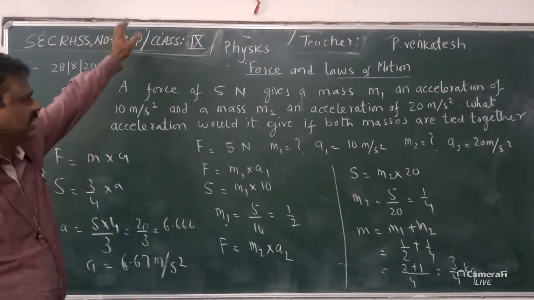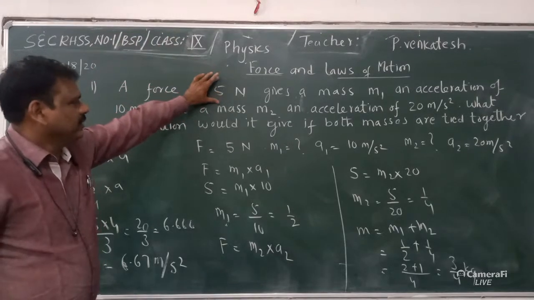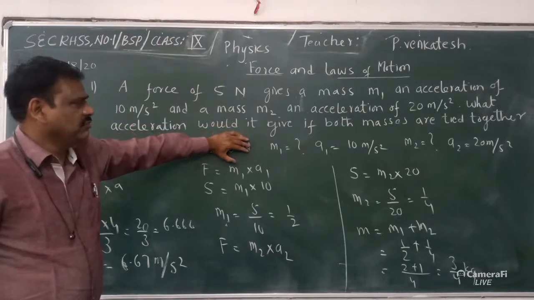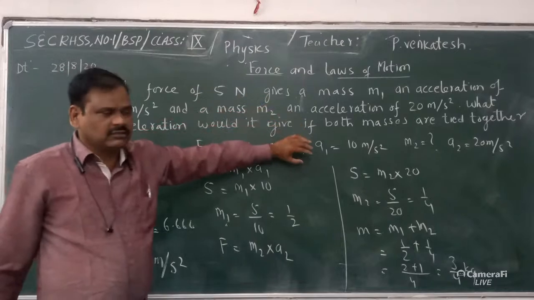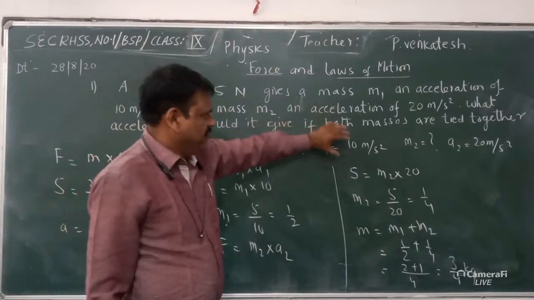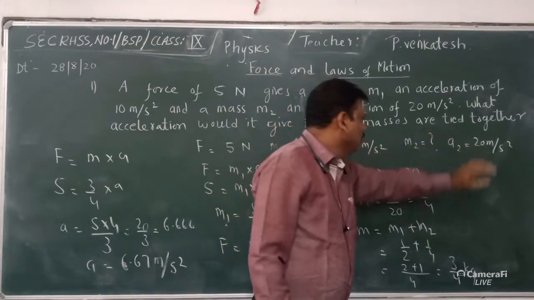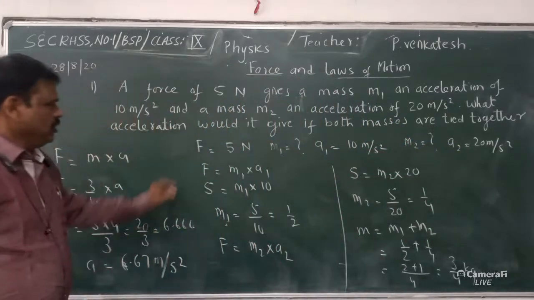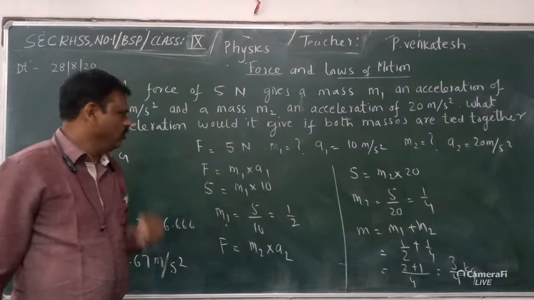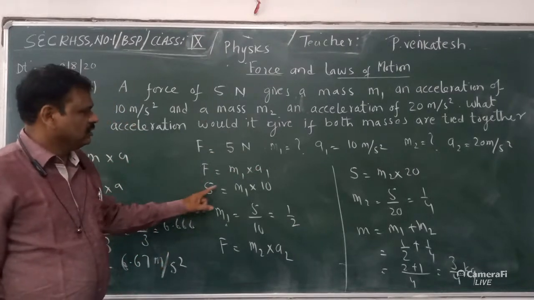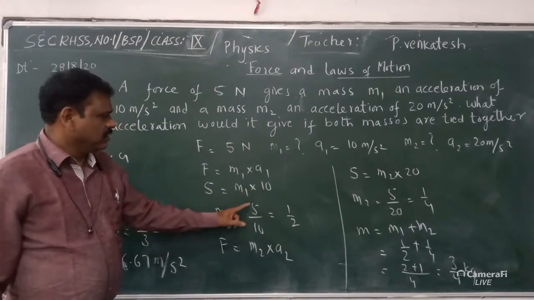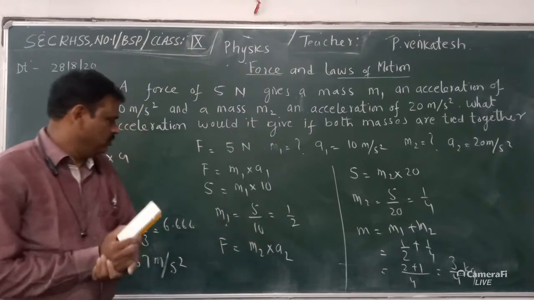Have you understood? Once again, a force of 5 newtons means force is given, 5 newtons. Mass m1 we have to find. A1 is 10 meter per second square. m2 equal to question mark. A2 equal to 20 meter per second square. Okay. Force equal to m1 into A1. Force 5 newtons, m1 into 10. m1 equal to 5 by 10, that is 1 by 2.